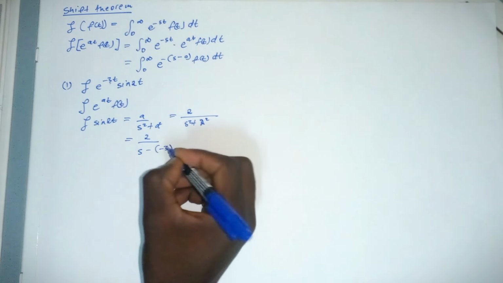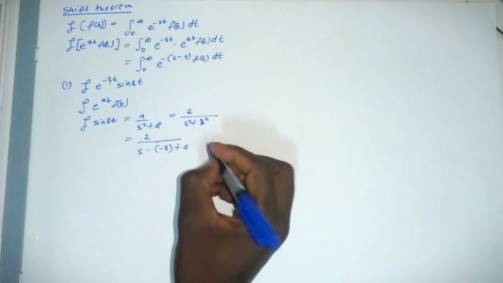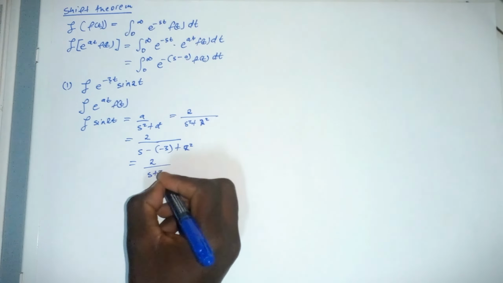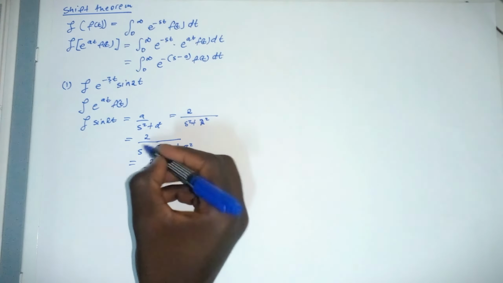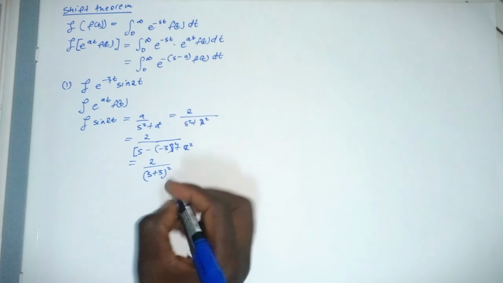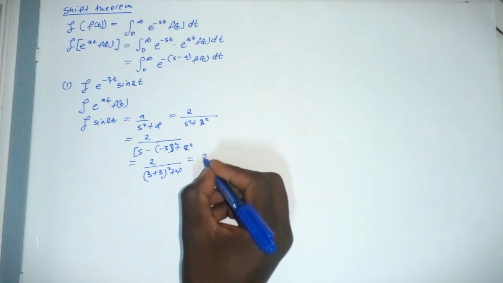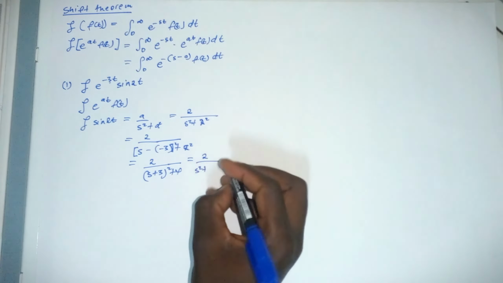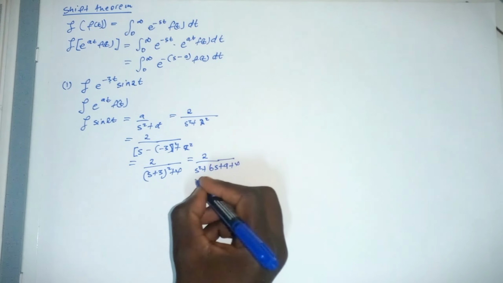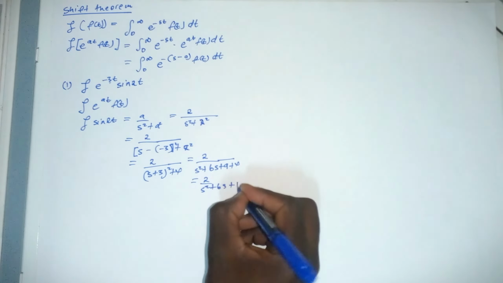So I'm going to say s plus 3, and a is 2 squared, so I'm going to write 2 squared here, and it's going to be 2 over (s plus 3) squared plus 4. Okay, and we're going to simplify here, so it's going to be 2 over s squared plus 6s plus 9 plus 4, which is equal to 2 over s squared plus 6s plus 13.